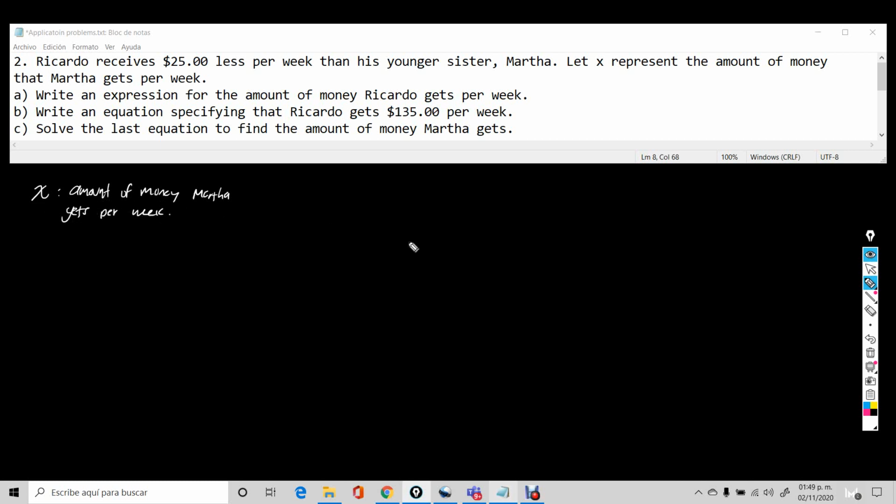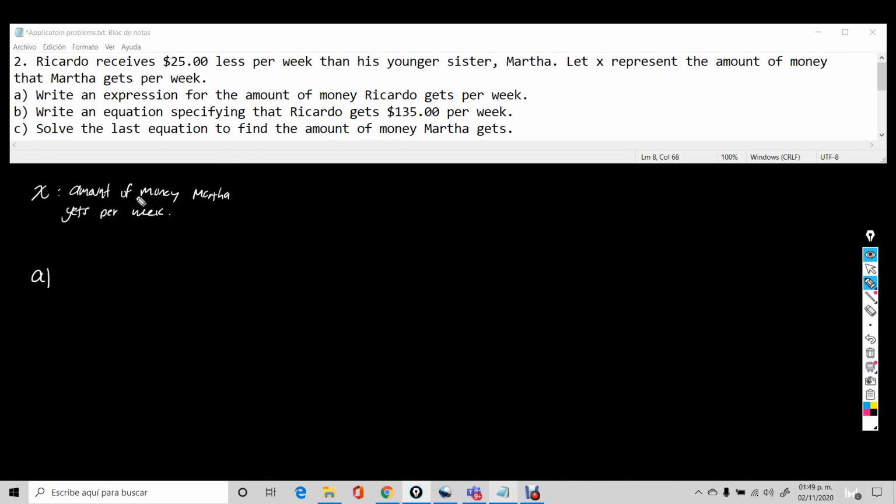Always, always. When you write any variable in any problem, you have to say, this is my variable and this is what it means. Okay, now let's solve the first exercise. Exercise A. Write an expression for the amount of money Ricardo gets per week.